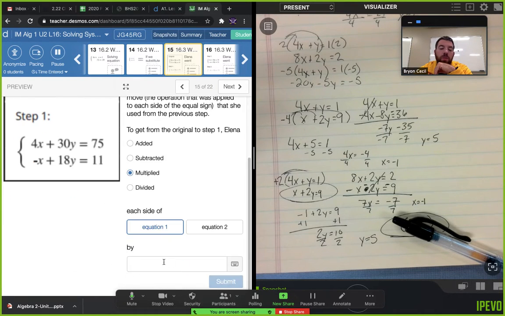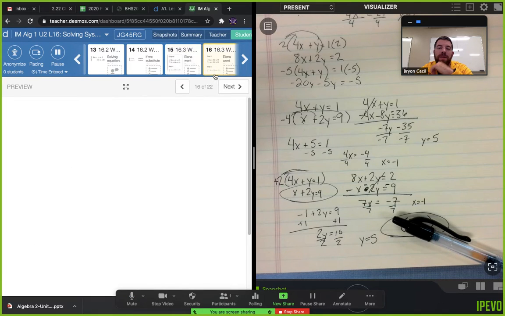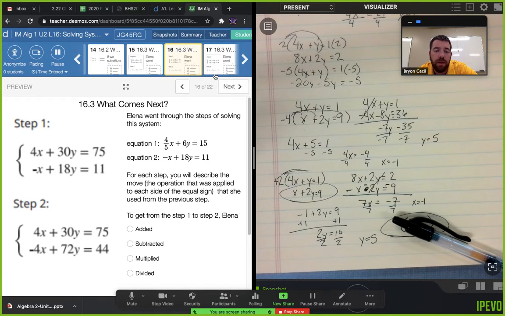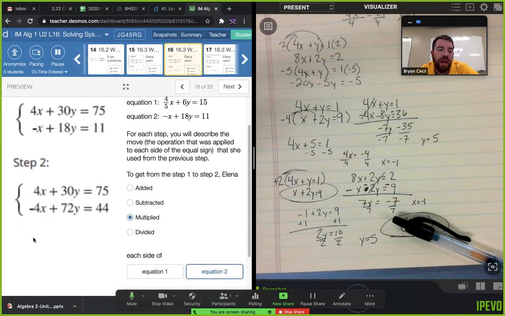She multiplied equation 1 by 5. We see that because each one was multiplied by 5. Okay, now guys, we look here. What did she do? She was at step 1 here. The next thing she did was she multiplied the bottom equation by 4. Sorry. Okay. Now, why would she do that? To get her x values canceled.